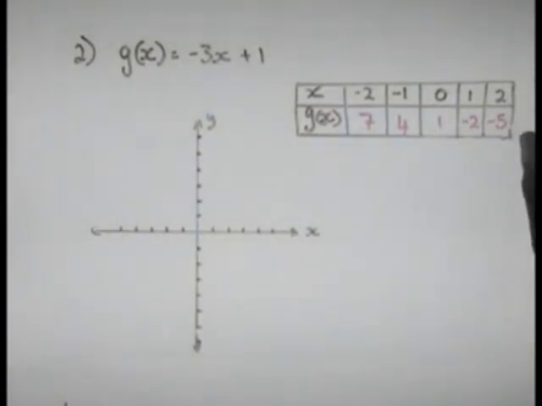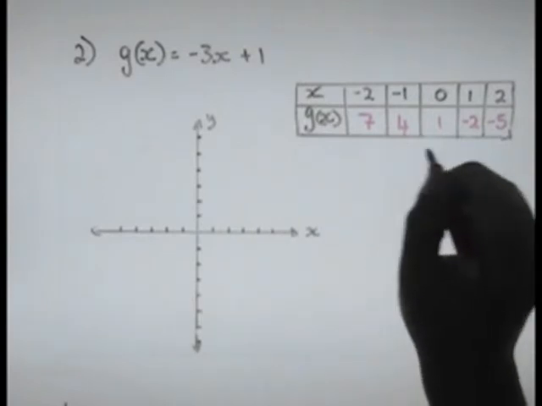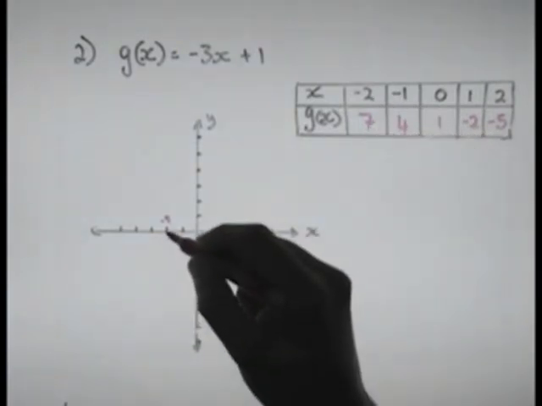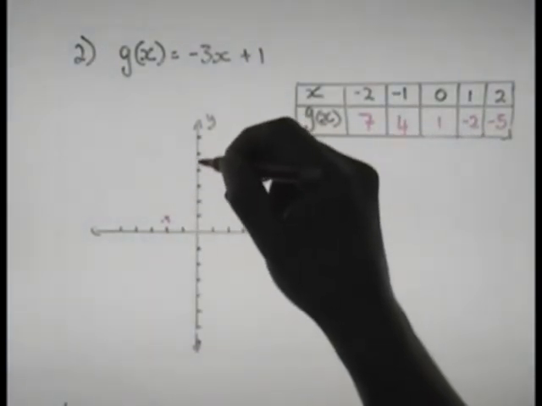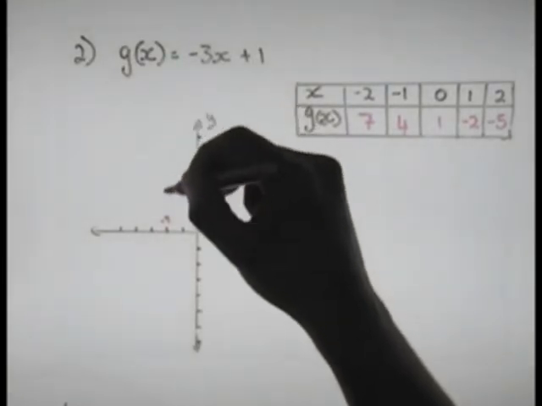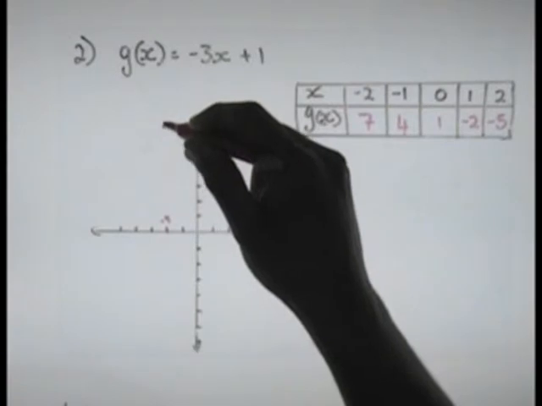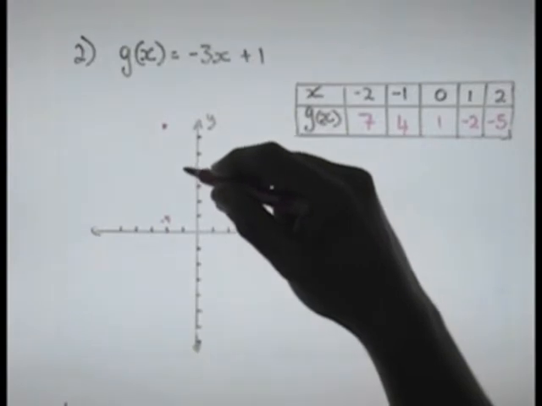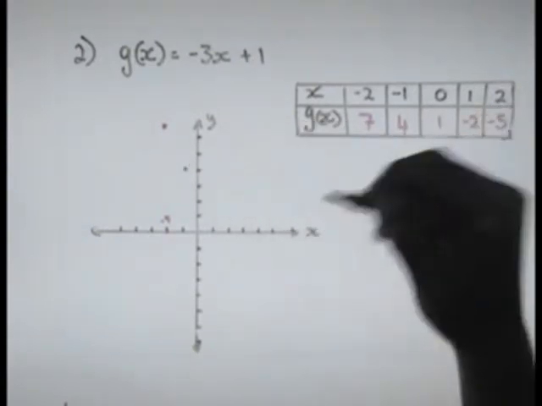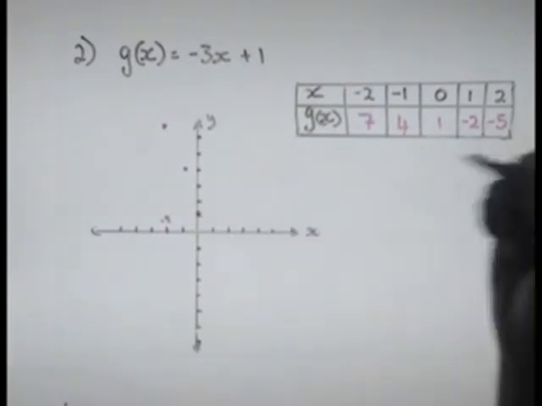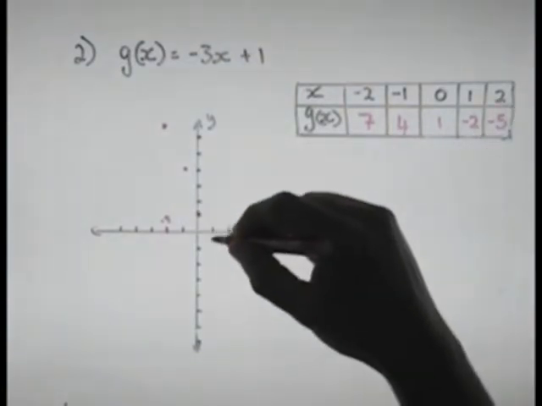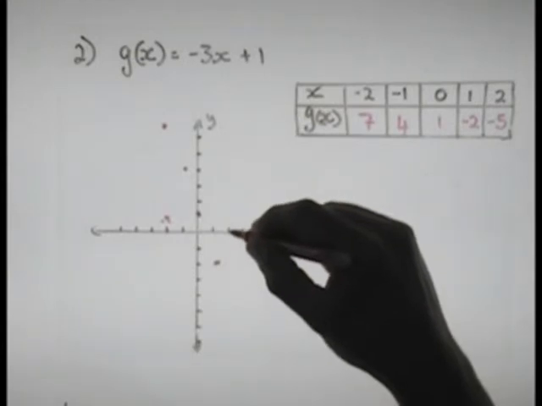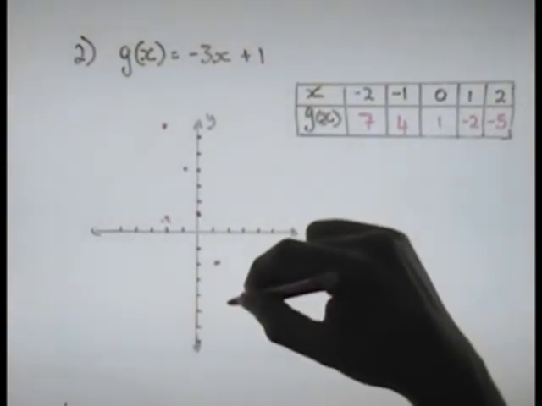I'm going to now sketch that. X value of negative 2, Y value of positive 7. 1, 2, 3, 4, 5, 6. So 7 is going to be somewhere over there. So our first point is there. Next point, negative 1 and 4. Next point, 0 and 1. It's over there. Next point, 1 and negative 2. Next point, 2 and negative 5, which is over there.